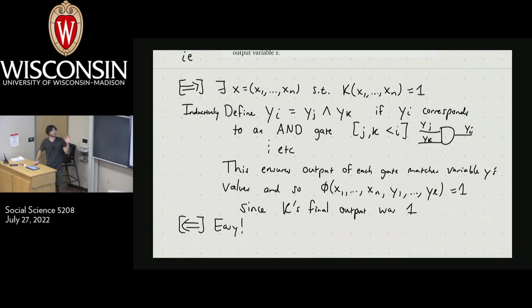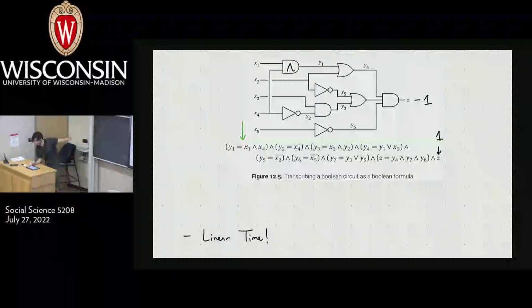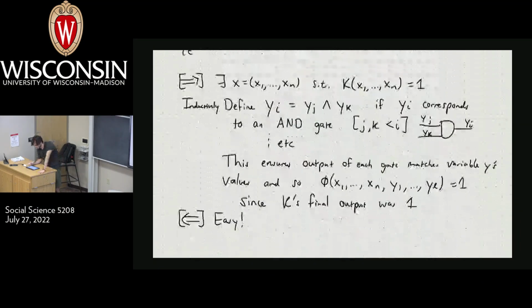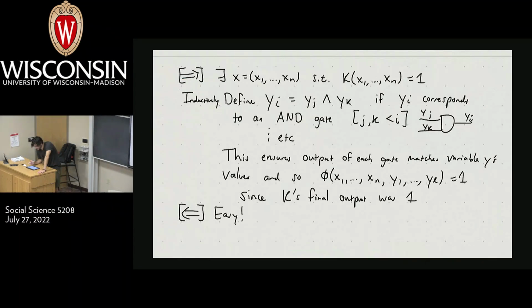Or you could think of it as we computed all the gate values in the circuit and just plugged those values into the y variables. It's the same thing. So if we do this, then we know the output of every gate exactly matches the variable y's. And so essentially we've simulated the flow of bit values through the circuit using the formula. And because of that, if we plugged those x's and the computed y's into our formula phi, we know it's going to be 1.